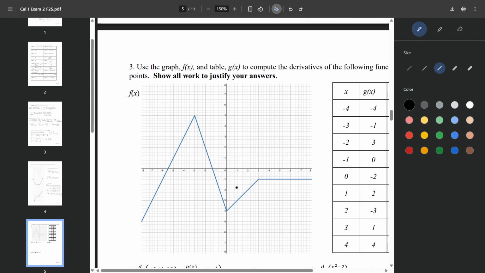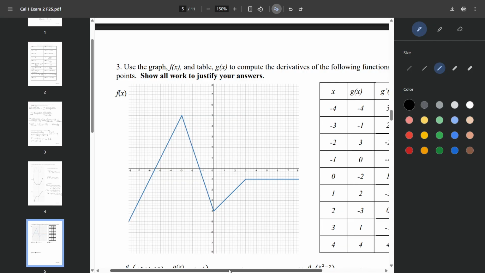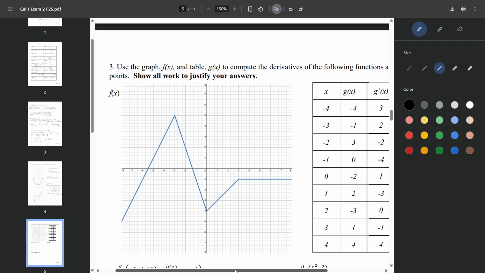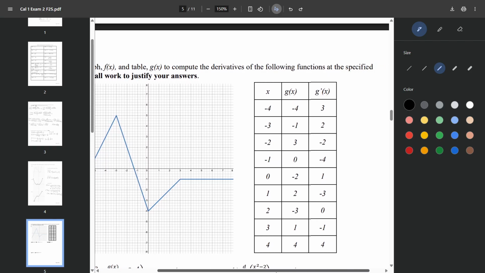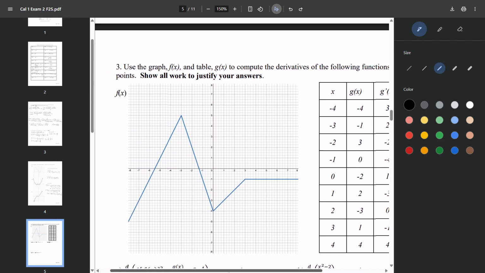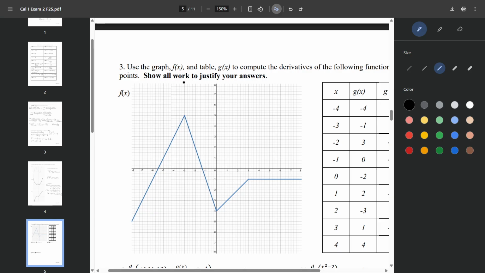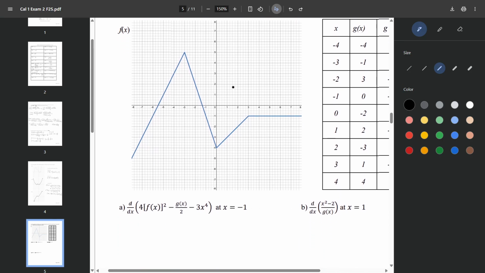Alright, this video is for exam 2, page 5, section 1, and we're going to be starting. Use the graph f of x and table g of x to compute the derivatives of the following functions at the specified points. Show all work to justify your answers.